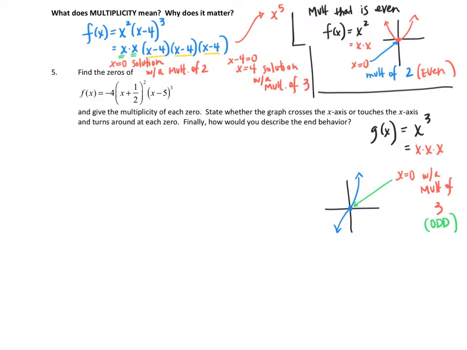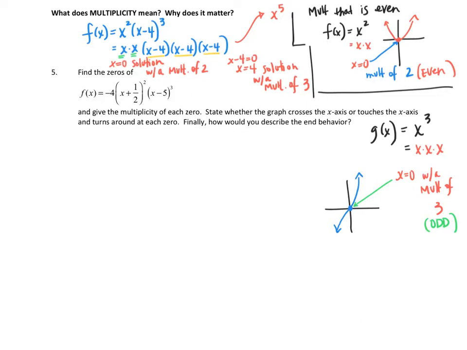So that's really why multiplicity matters. We're going to be able to tell how a graph behaves based on the solutions. If the solution happens once, right, it's going to go through that x-axis because 1 is odd. If that solution happens twice, it's going to hit the x-axis and turn around because that's even. If your solution happens 4 times or 6 times, it's going to hit that x-axis and turn around because it's even.